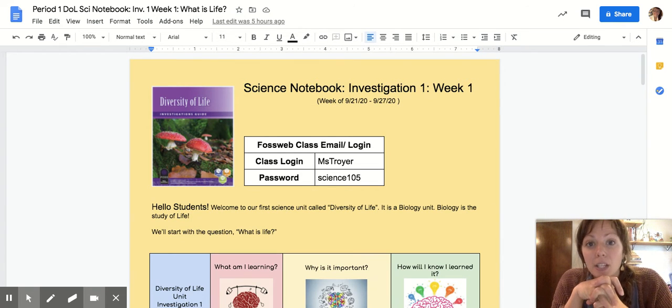It is a biology unit. Biology means the study of life. And so our first question is, what is life? And that's what we are processing together in this notebook. Here's your FOSWeb login. And here it just says this is investigation 1, week 1.